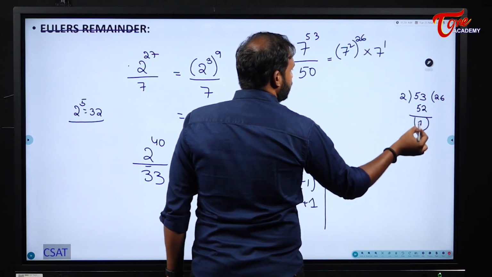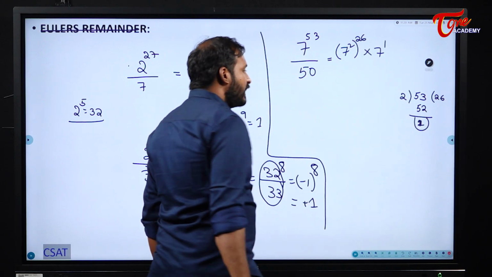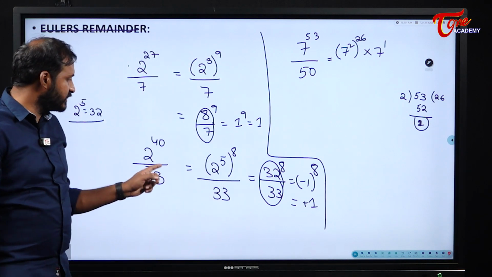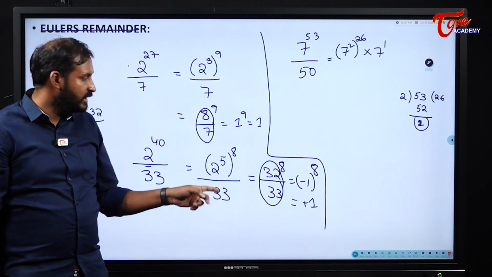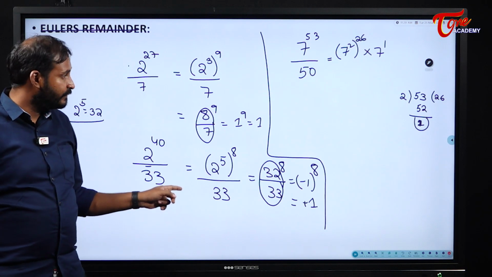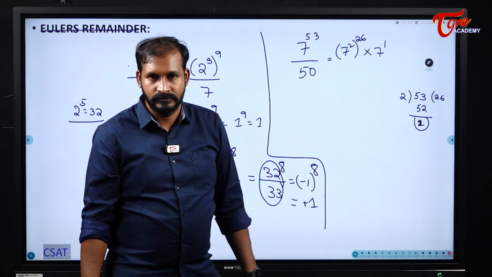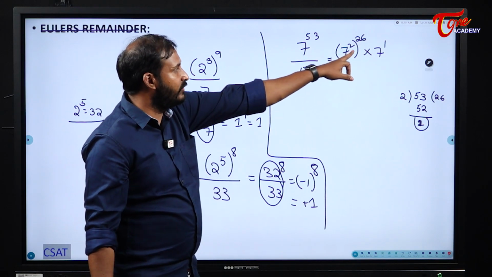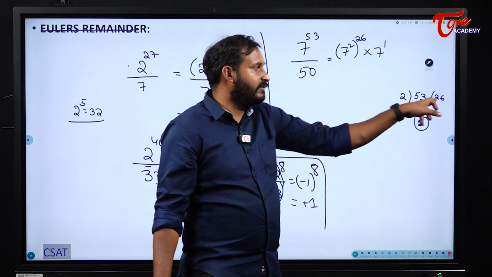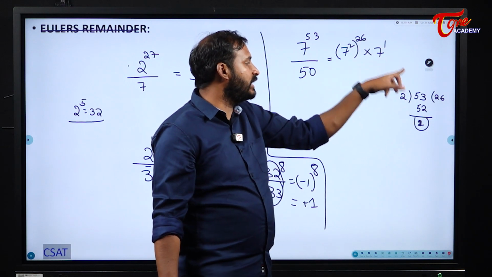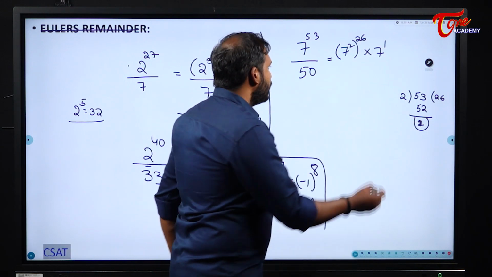I will write it separately. This one is the remainder, right? I will write it separately. Why? Because in our previous two examples, they are exact multiples, so there is no issue for us. But here, 53 is not an exact multiple of 2. So I need to split it. So how can I split? I will divide 53 by 2. So 26 will come to the numerator and this remainder will go separately by 50.